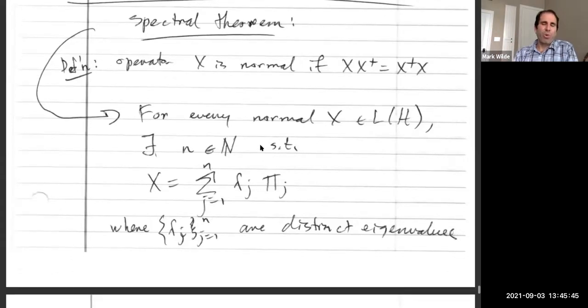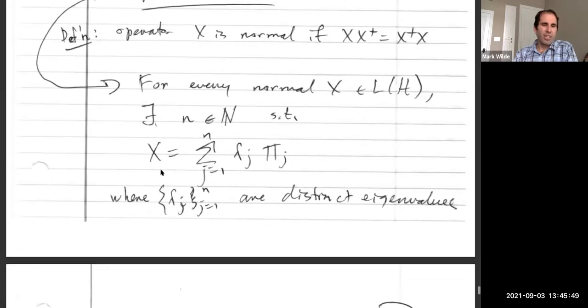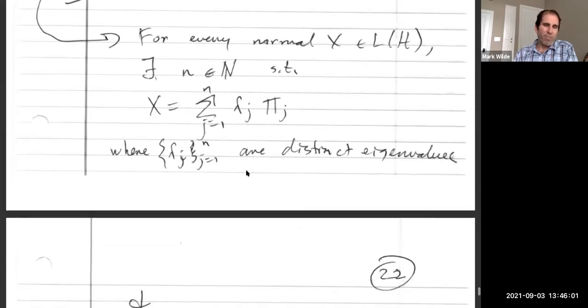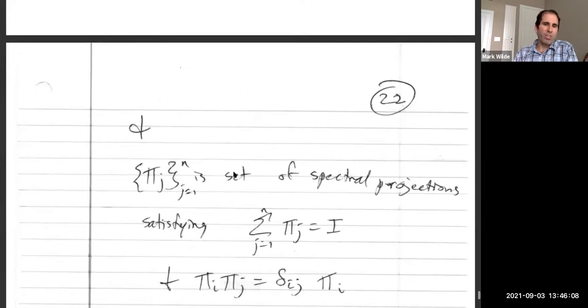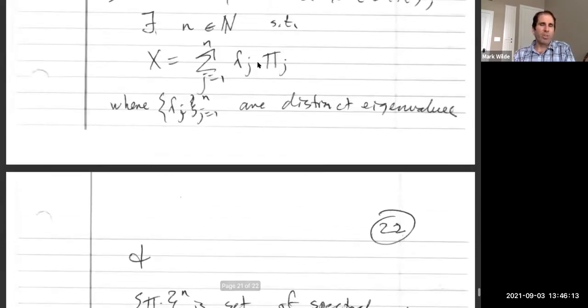Okay, so for every normal operator, there's an integer n such that you can write x in terms of these eigenvalues. Let me say that the way that I'm writing this is a unique decomposition. Okay, so these lambda j's are distinct eigenvalues, and these pi j's are eigenprojections, also called spectral projections. And they project onto eigenspaces with eigenvalue lambda j. Okay.